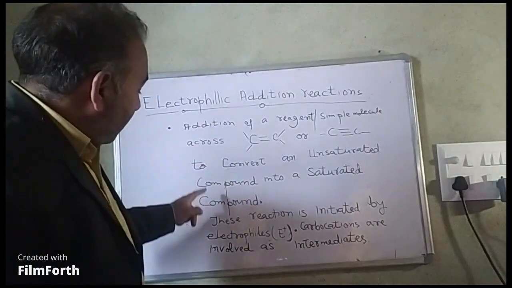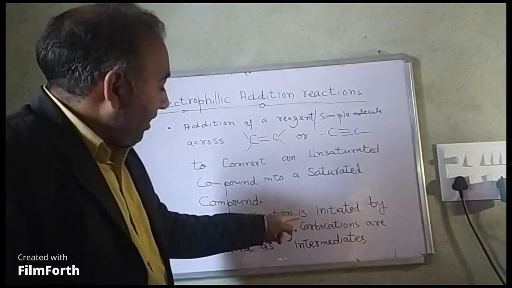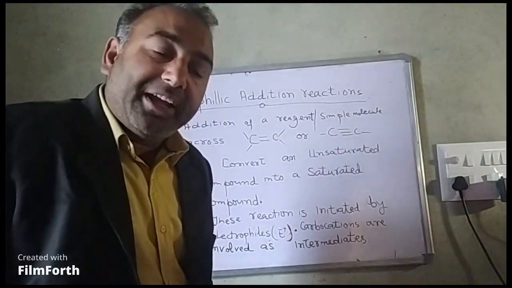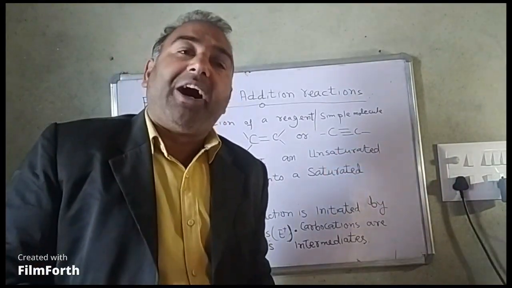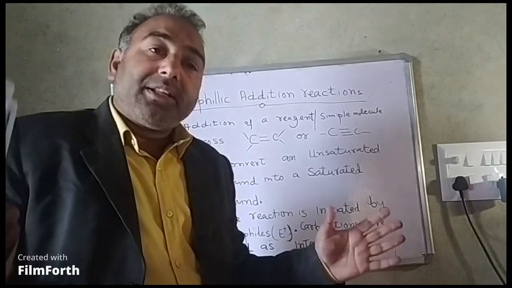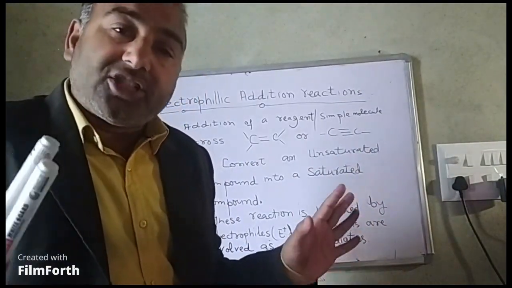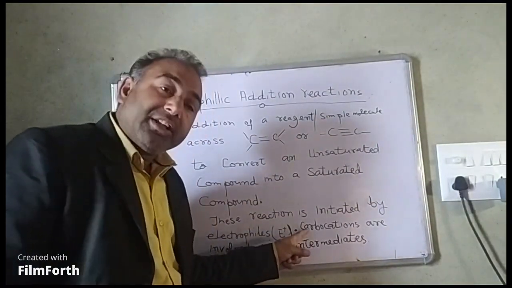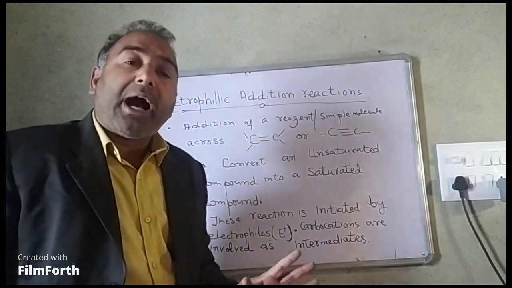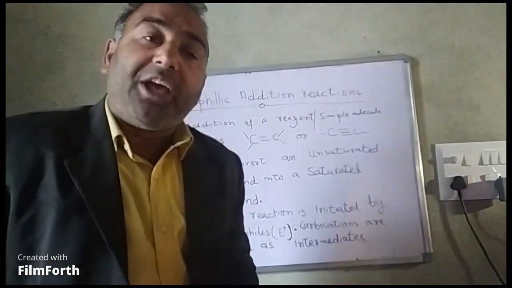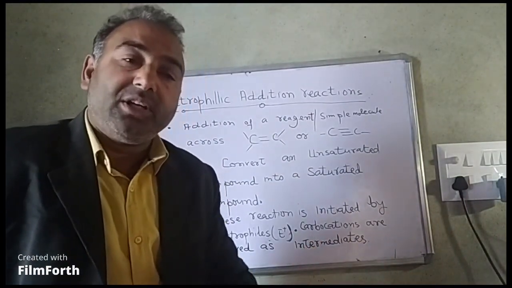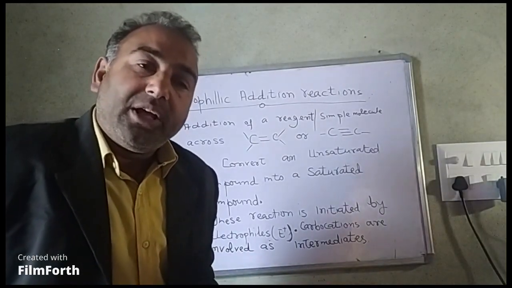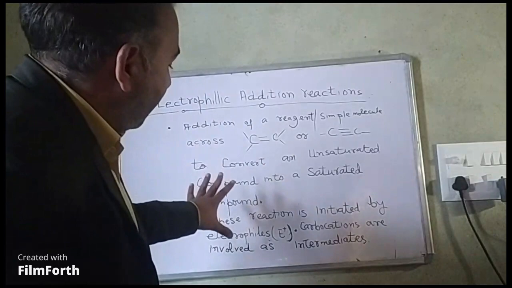Now these reactions are initiated by an electrophile. That is, the first attacking reagent is an electrophile. And third point, in these reactions carbocations are involved as reactive intermediates. So in these reactions, the intermediate formed is a carbocation. So this is what we call addition.